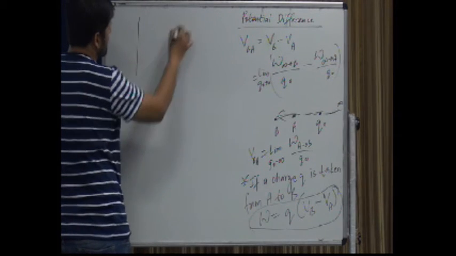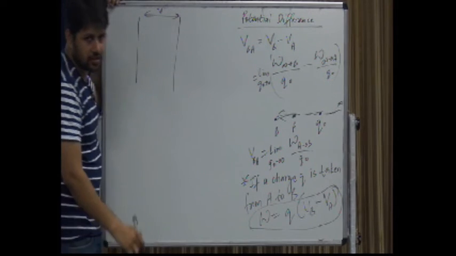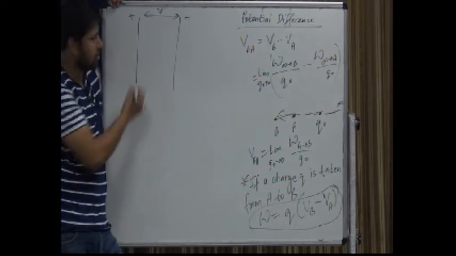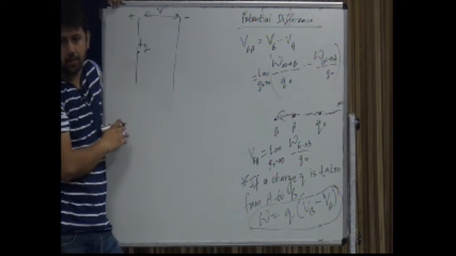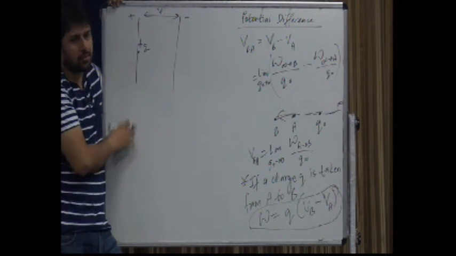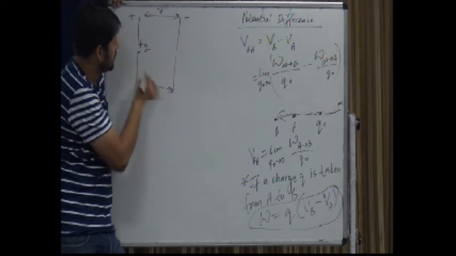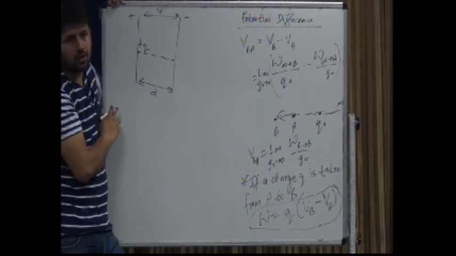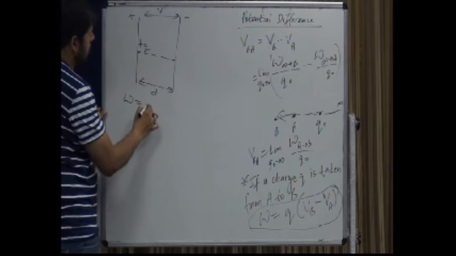Let's say there are two plates between which a V potential difference exists. Let's say this is positive, this is negative. A point charge plus Q is released from here. What happens? Negative charge attracts, positive charge repels. It travels, let's say this distance is d, it travels through this distance. So the work done on the positive charge would be how much? QV.